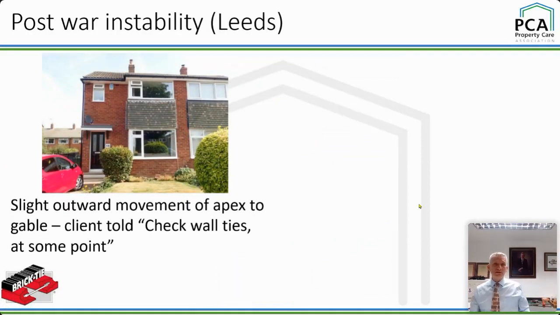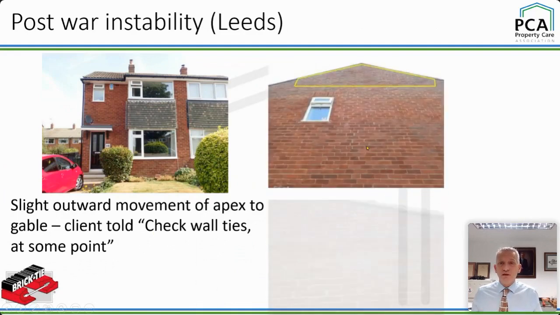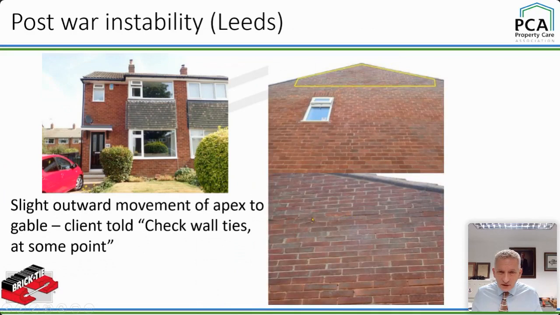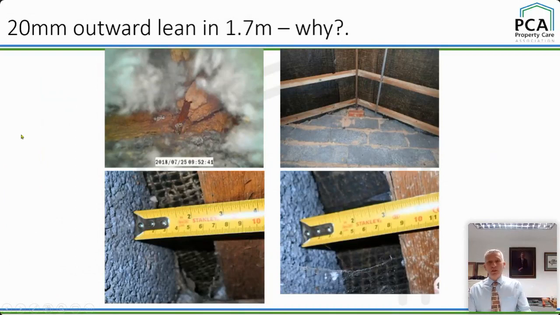So, post-war instability. Again, post-war house here, on a hill, slight outward movement of the apex gable up there, and a little bit of horizontal cracking, slight undulation. So naturally and quite rightly, the surveyor said, I think we've got a wall-tie corrosion problem. But it's not that simple. This was hand in glove with wall-tie corrosion, really. It did have wall-tie corrosion, because when we checked them, you can see there the rusty tie. But the main reason for the bulge is that the inner leaf has moved out. It's a lack of lateral restraint.